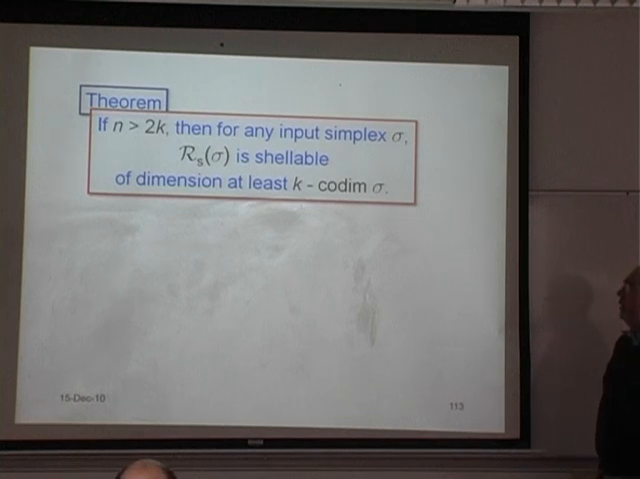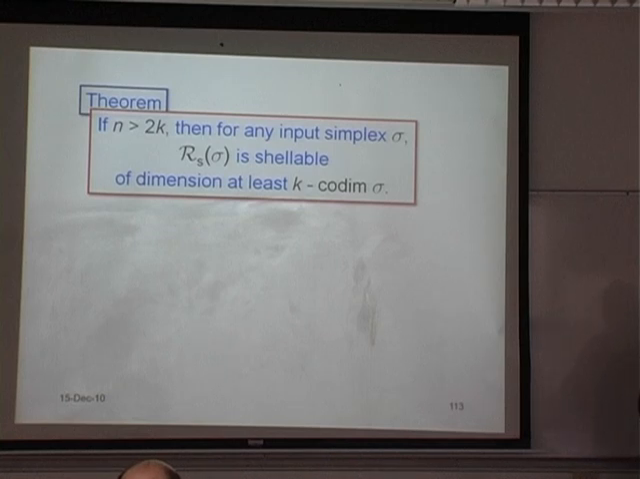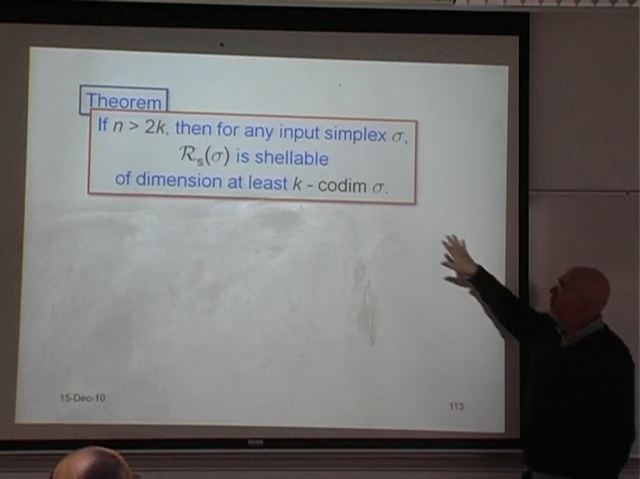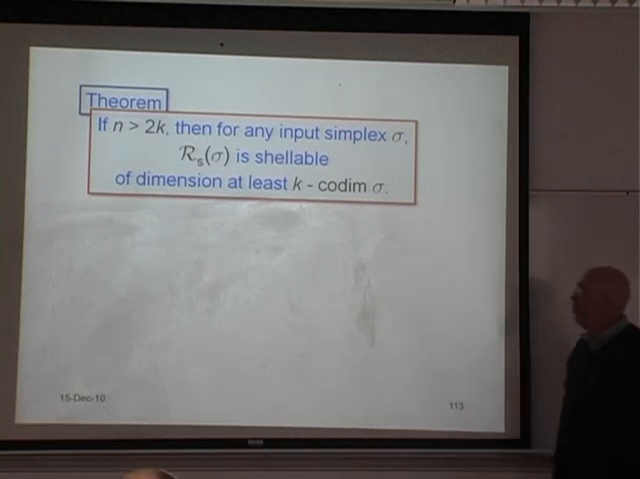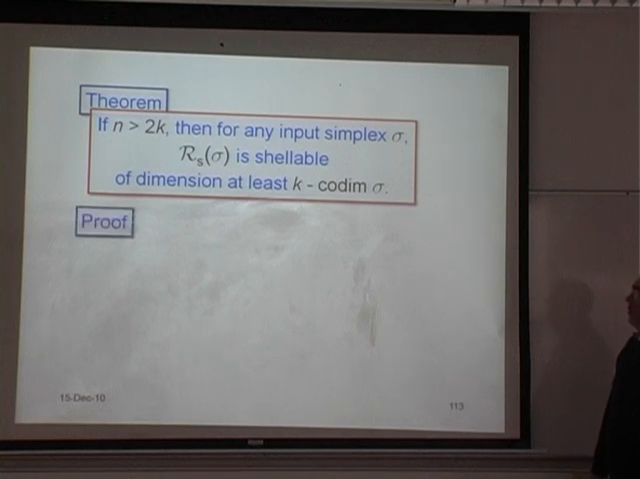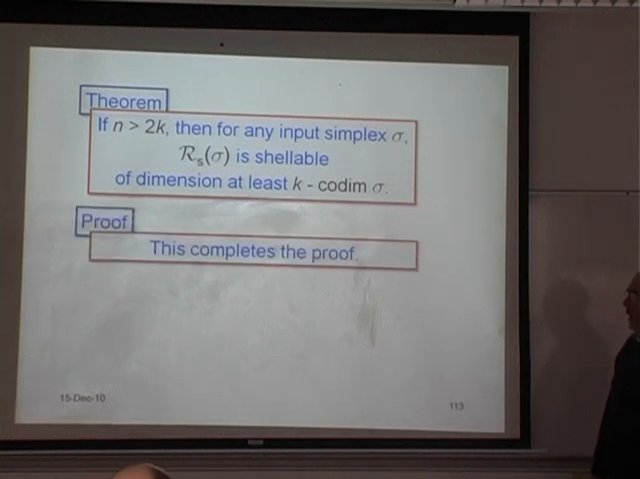Okay, so we just proved this theorem about the one-round operator. We didn't need to talk about multiple rounds, but because we have our theorem that says you can compose these things, it says that the one-round operator is shellable of dimension k minus the codimension, and that's what we've proved.